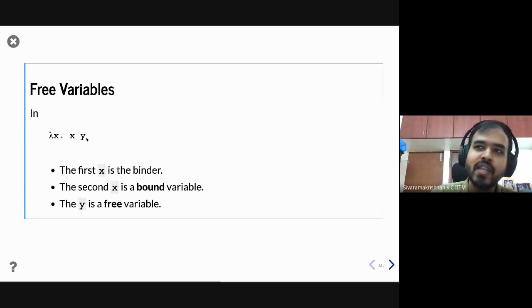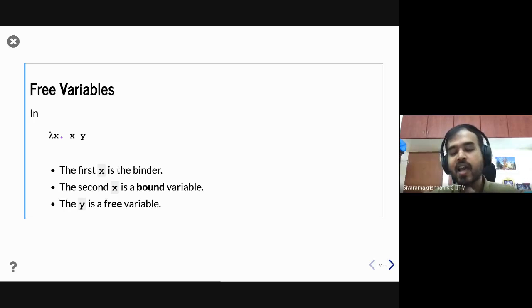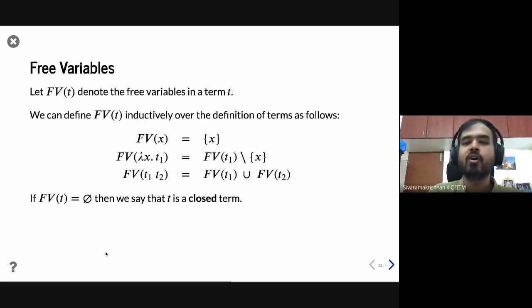You might ask, what is the meaning of this? We are not yet studying meaning. This is what I mean by just studying the syntax for now. We will reason about the meaning in the next lecture. So y is a free variable now. Here is a formal definition of what a free variable means. The mathematical way of describing it is that FV(t) denotes the free variables in a lambda term t. We can define FV(t) inductively over the definition of the terms as follows.